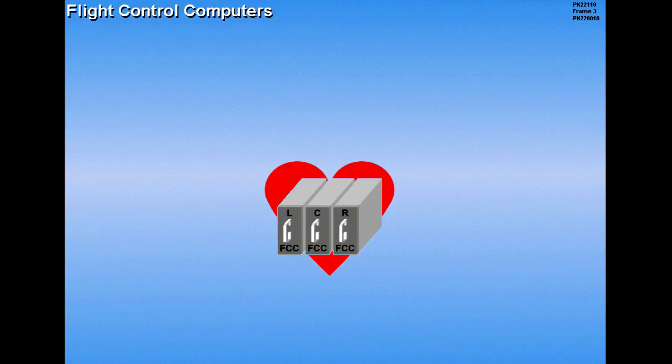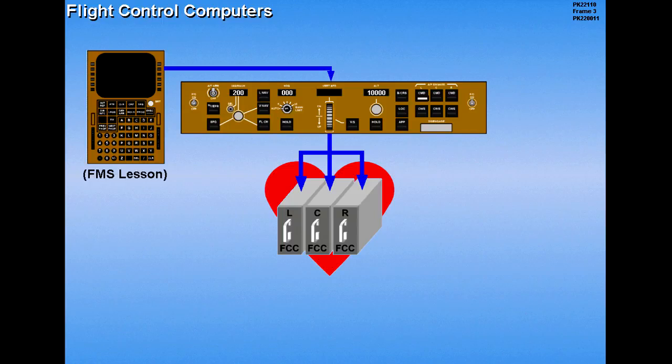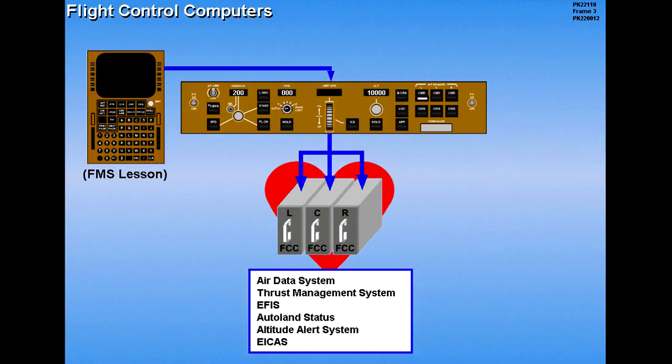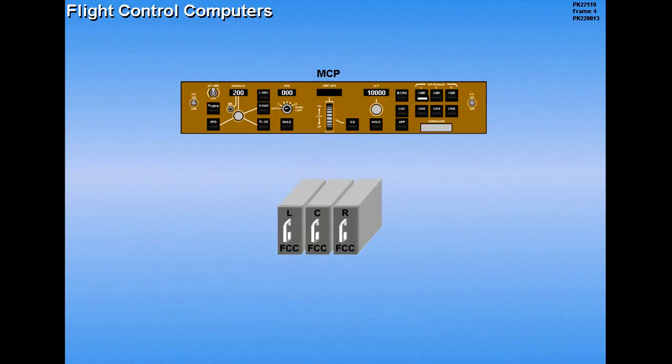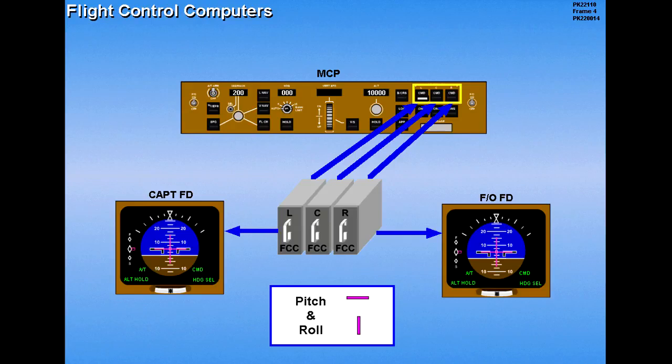Crew inputs to the FCCs are made through the mode control panel located on the glare shield. Inputs can also be made with the flight management system, which will be covered in the FMS lesson. The FCCs also operate in conjunction with a variety of other systems. The data is processed by the FCCs and sent out as control signals to autopilots. Data is also sent from the FCCs to the flight director's command bars, which display pitch and roll information.